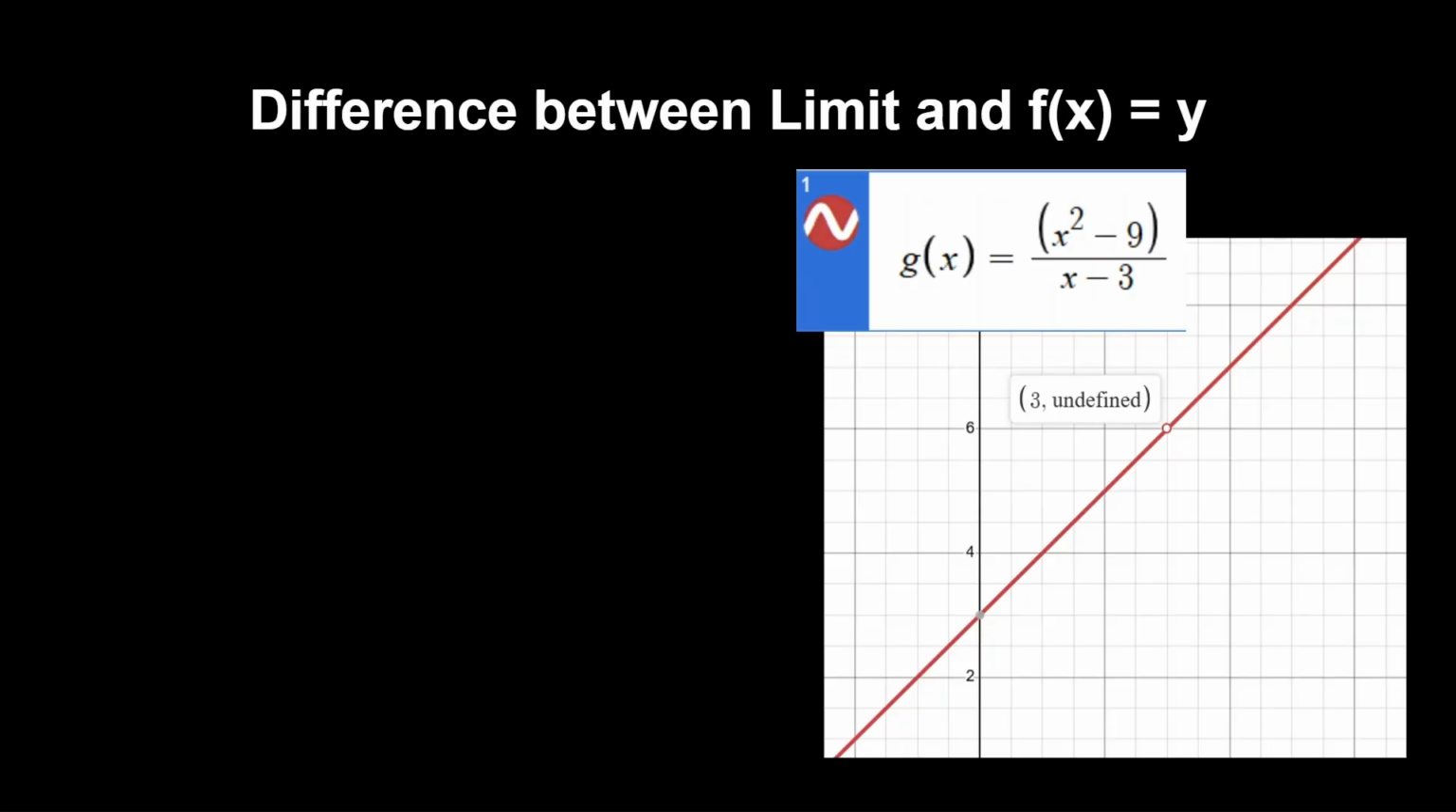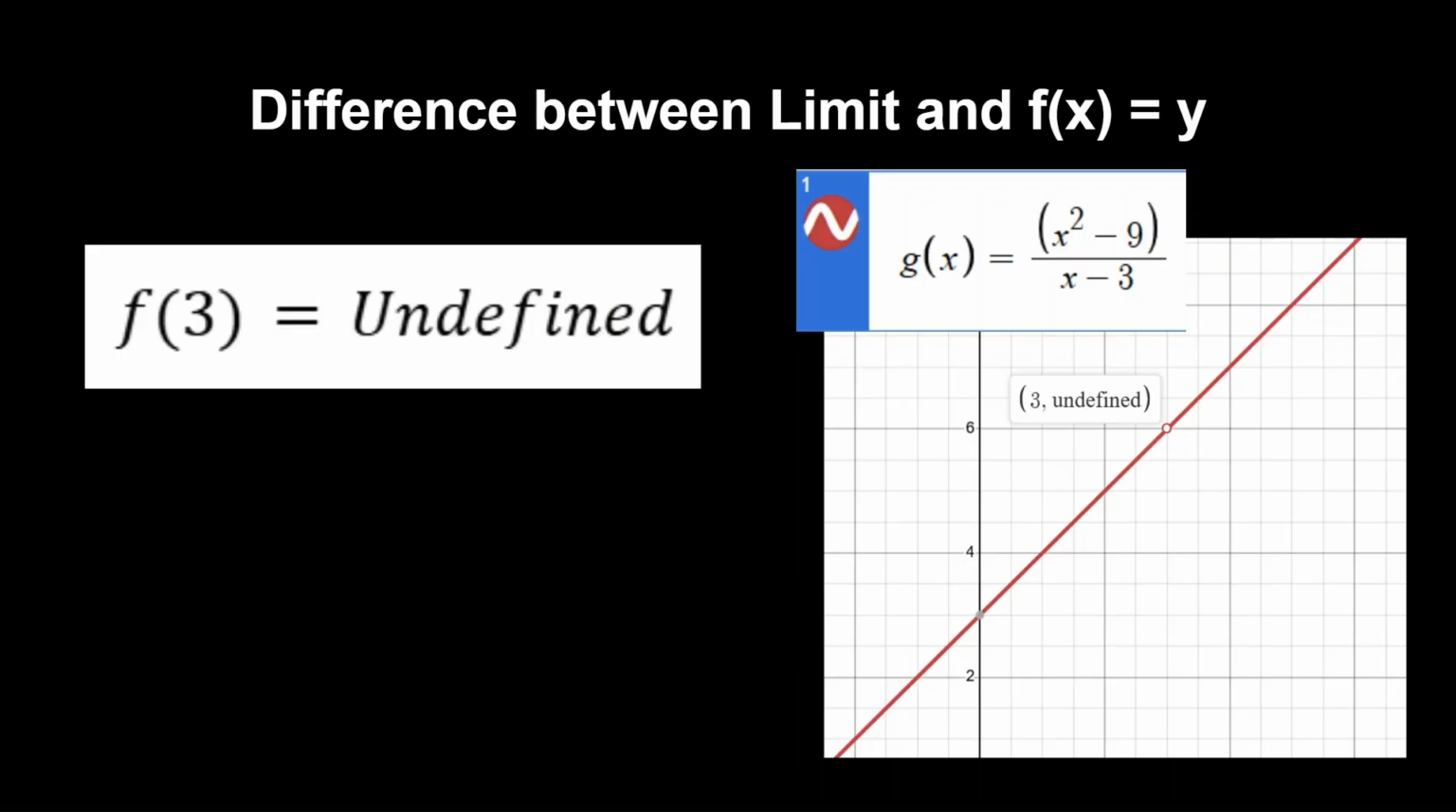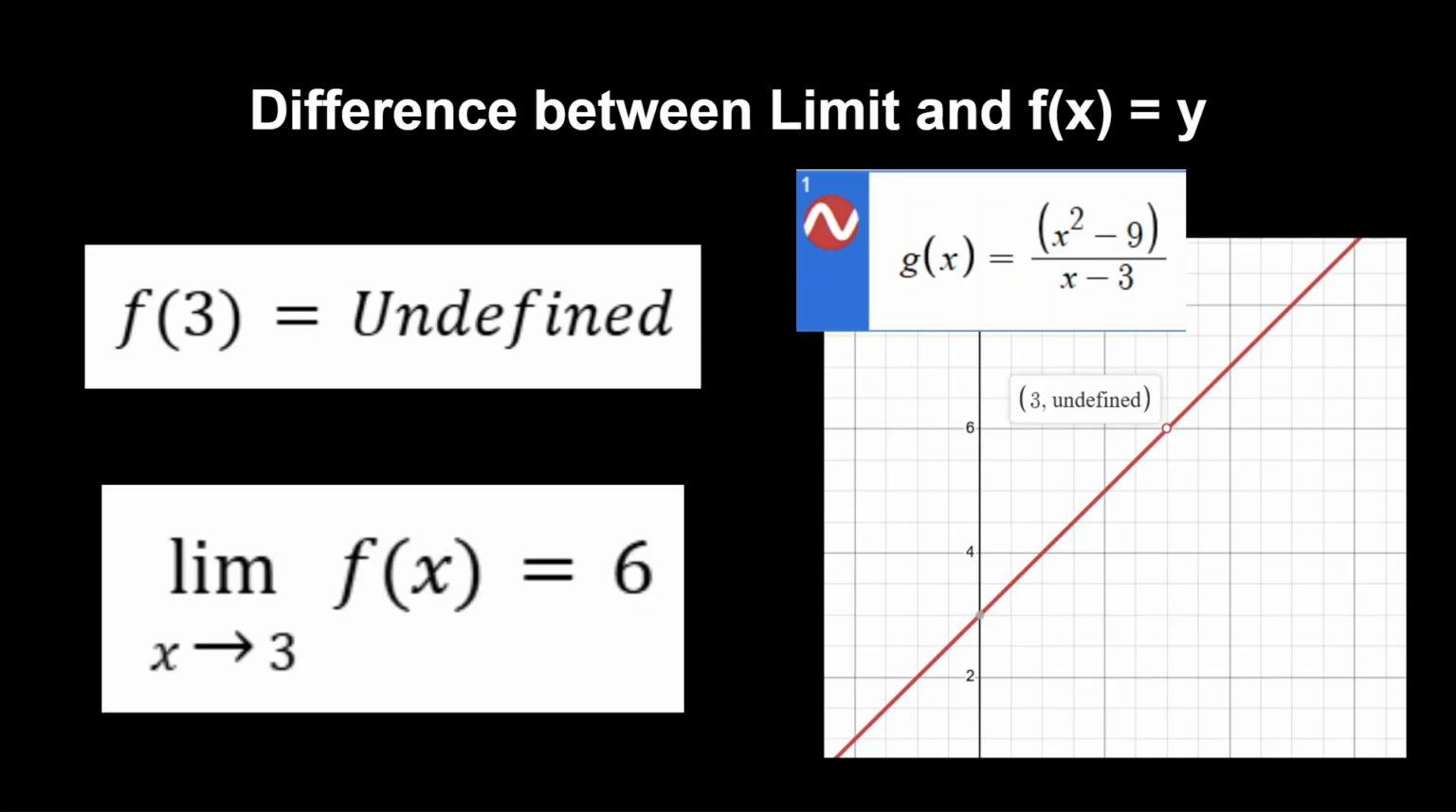So let's take the function g of x equals x squared minus 9 over x minus 3. We see that there's actually a hole at the value x equals 3. But we can see that even though the value is undefined, the limit actually still approaches 6 because limits do not depend on if a function is actually continuous at a particular point. It's just seeing if the actual function approaches that value from both sides.